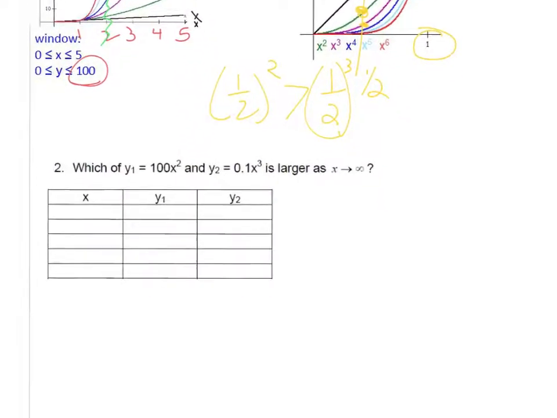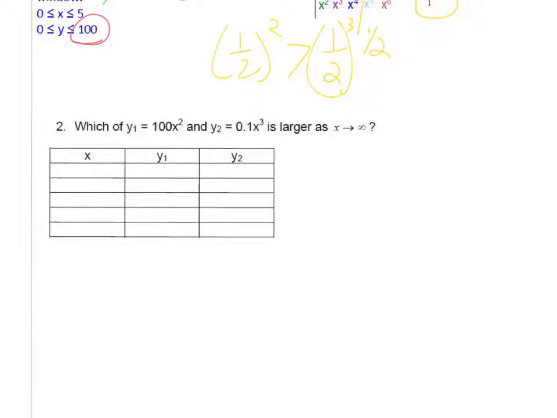So we can use that for number 2. It says, which function, y1 or y2, is larger as x goes to infinity? And on your quiz, it's going to say explain. And anytime a question says explain, you must write in complete sentences to answer.